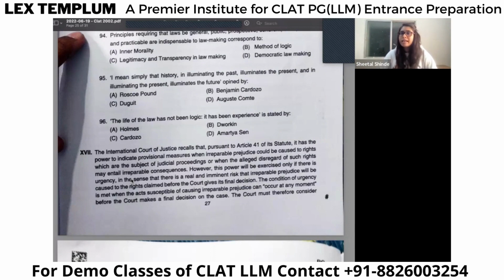Now the last question: the life of the law has not been logic, right? Obviously not Dworkin, he talks about taking rights seriously, not Amartya Sen because he talks about Indian philosophy and all that, and not Cardozo. Then what could be the answer? It's Holmes. Again, Holmes is from the realist school, but Holmes is the answer for this.